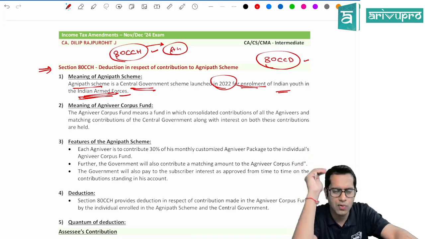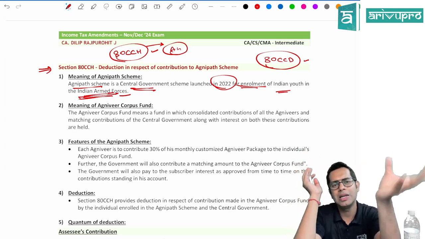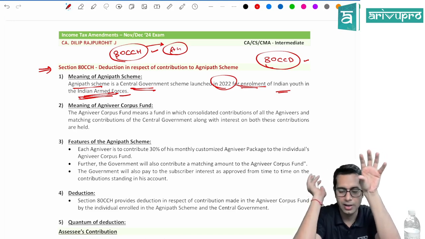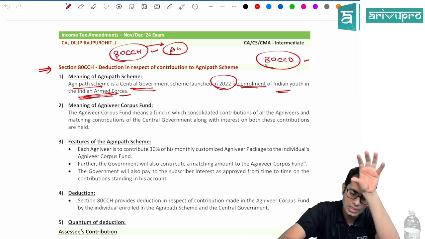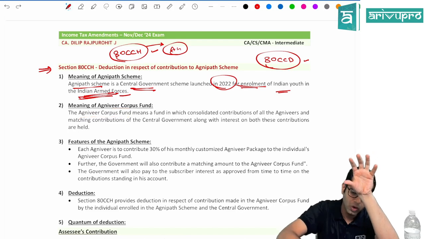If you work for the Indian Army for a period of 4 years, then whatever salary you are getting, 30% of that salary will go under this scheme, to which fund? A fund will be created. What is that fund called? Agniveer Corpus Fund. Okay, the government is going to create a fund called the Agniveer Corpus Fund.